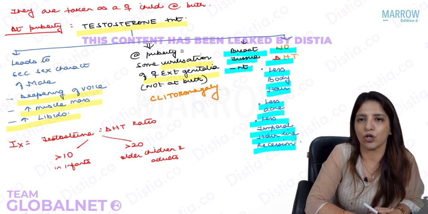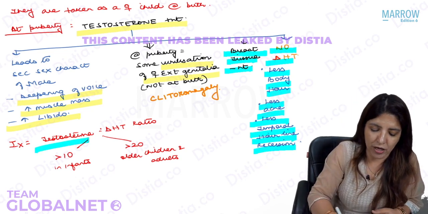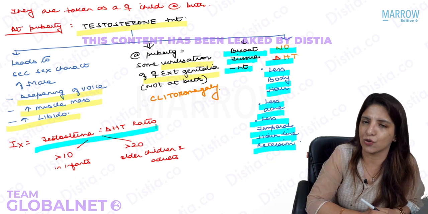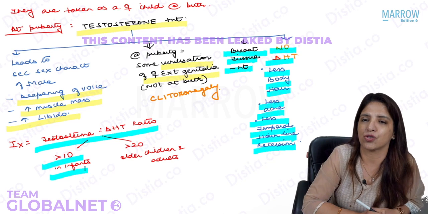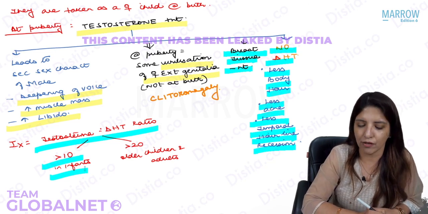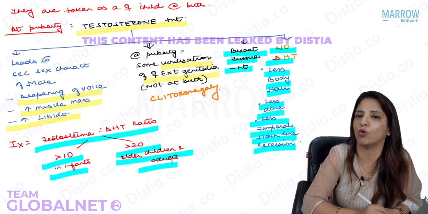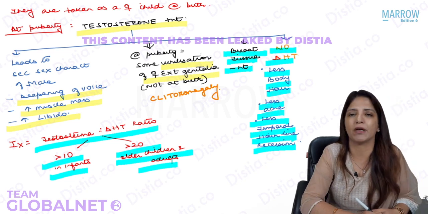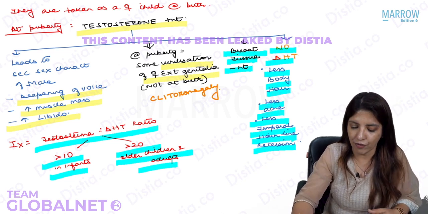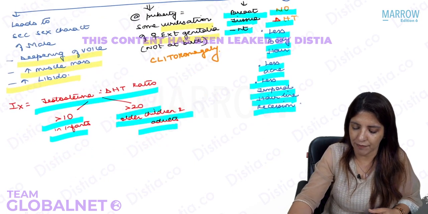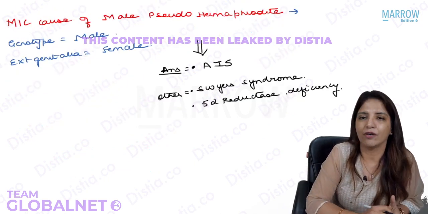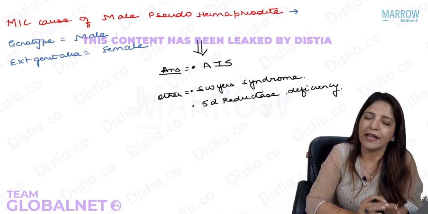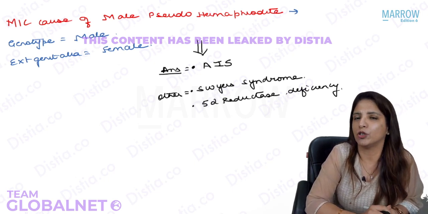In order to make a diagnosis of this condition, I have to measure the testosterone to dihydrotestosterone ratio. And if the testosterone to dihydrotestosterone ratio is more than 10 in an infant or more than 20 in older children or adults, then you make a diagnosis of 5-alpha reductase deficiency. Clear? Now, once we've done 46XY DSD, let's do quickly a few important questions.